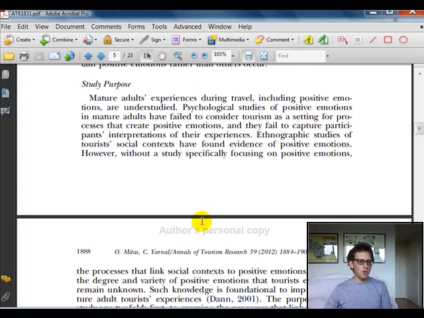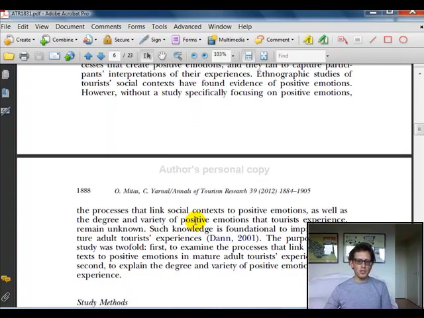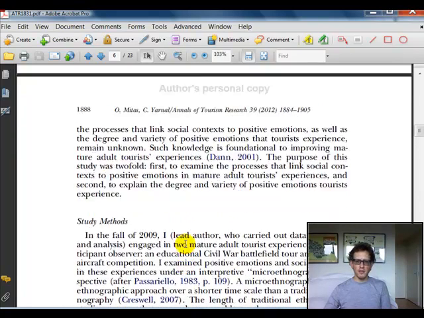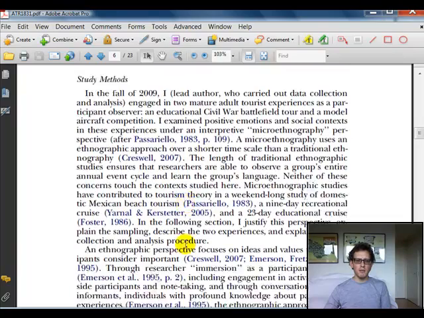And again, study purpose. And this time you have no research questions, no hypotheses, just a statement of purpose. The purpose of this study was twofold: to examine the processes that link social context to positive emotions, and to explain the degree and variety of positive emotions. Then I have a section called Study Methods. That's where I explain my methods.